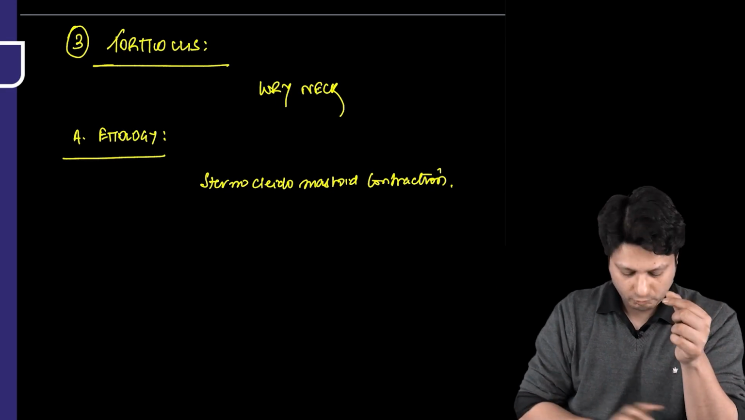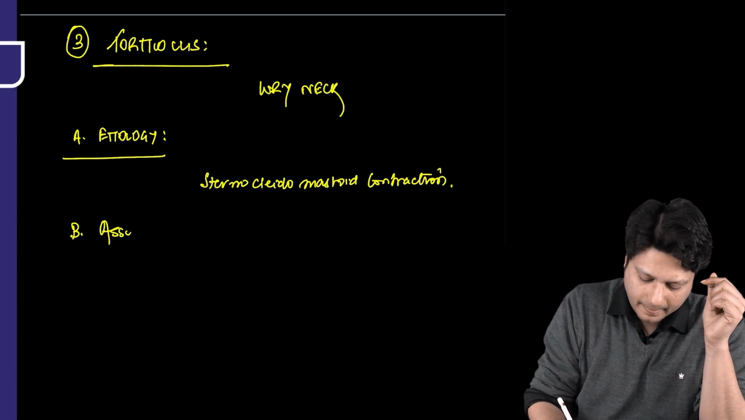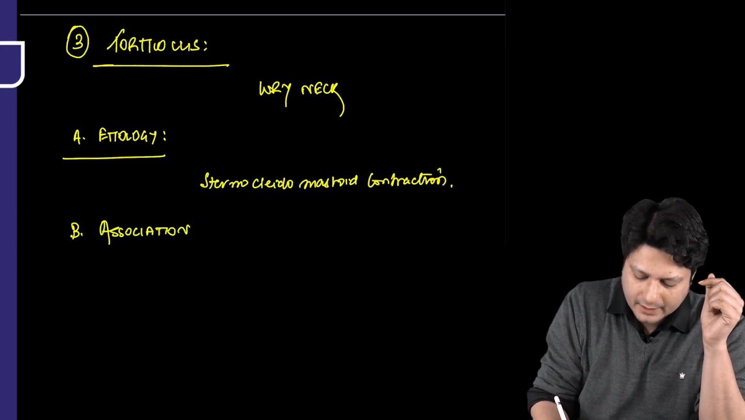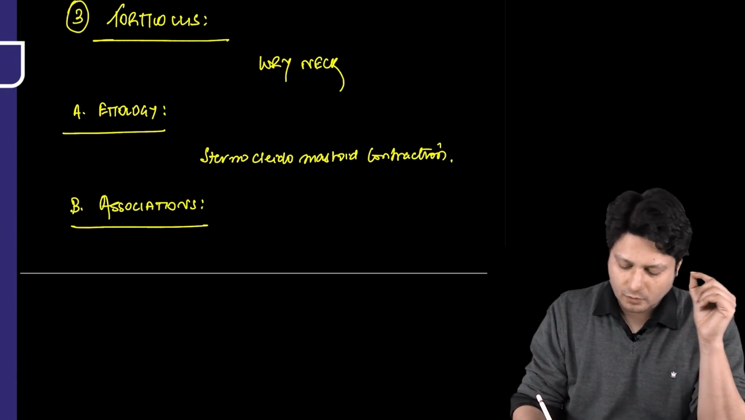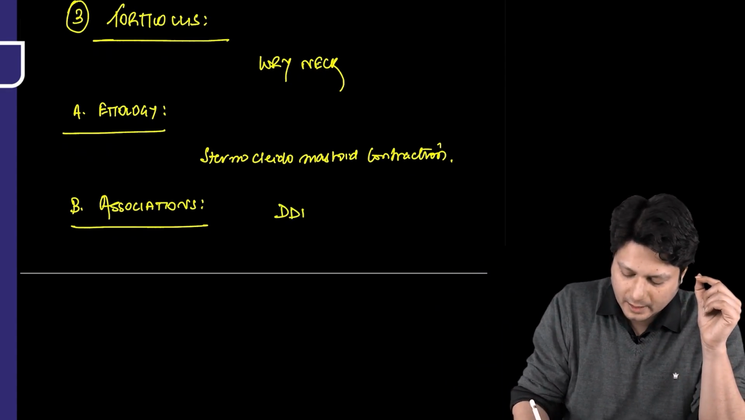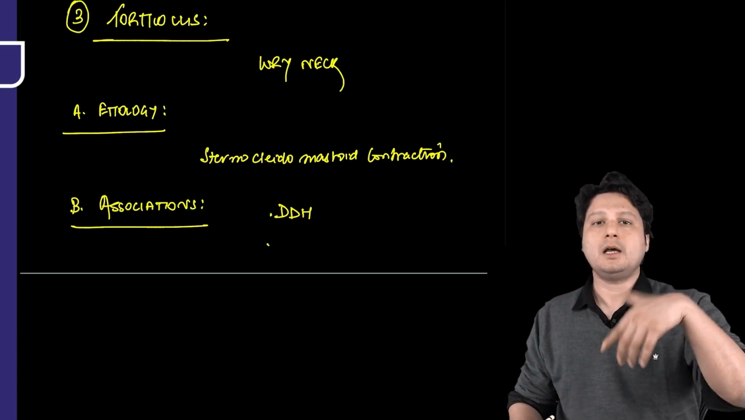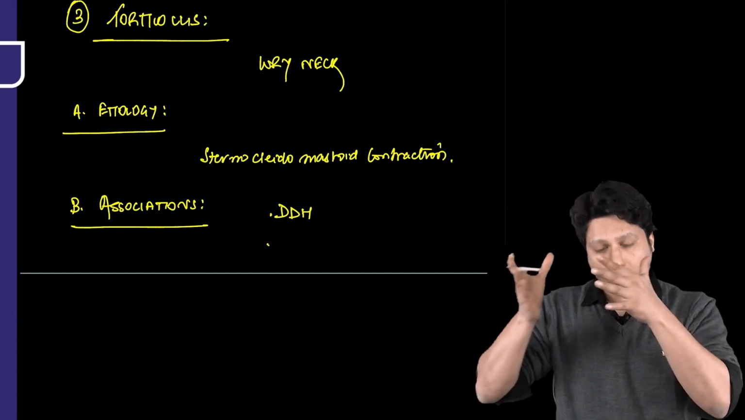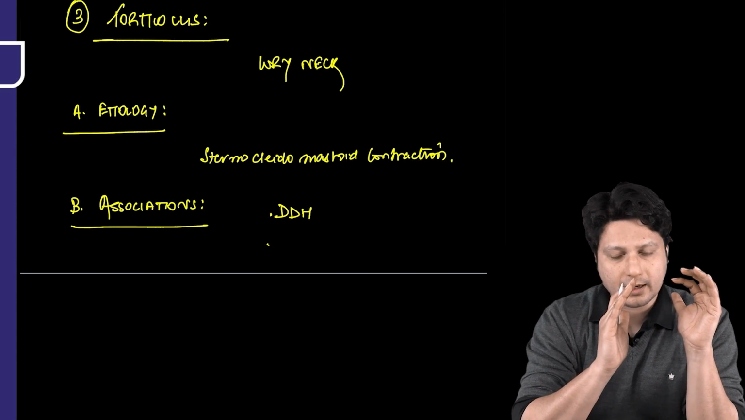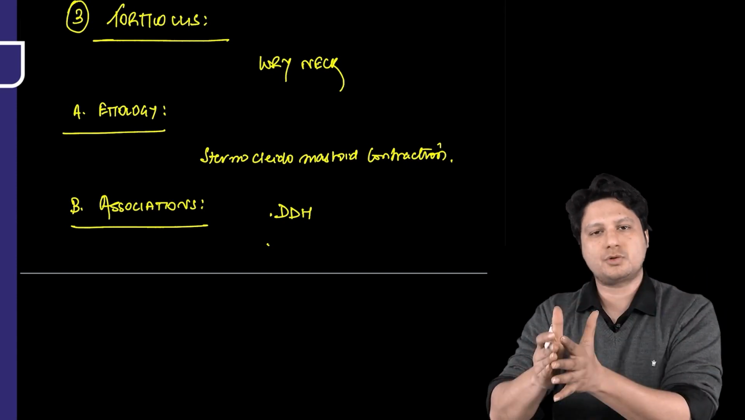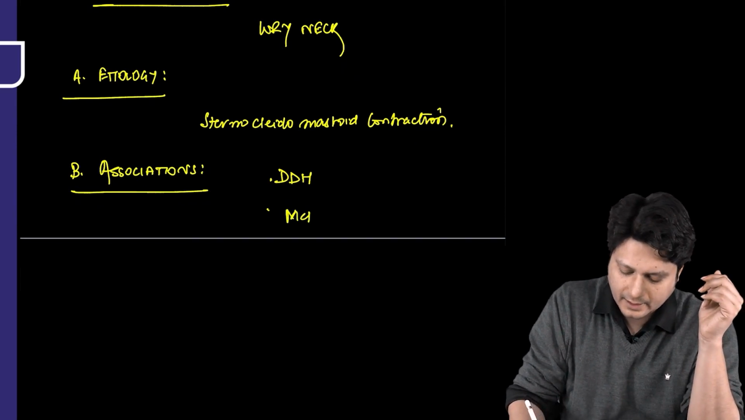Now, point number 2, which is again very, very important, is the associations. What are the other conditions with which this torticolic abnormality could be associated? One of the associations is DDH, that means developmental dysplasia of hip. We are going to have a discussion on this association later. We will be talking about the importance of this association later. But at this point of time, you just remember that torticollis is found to be associated with DDH. And the second is metatarsus adductus.